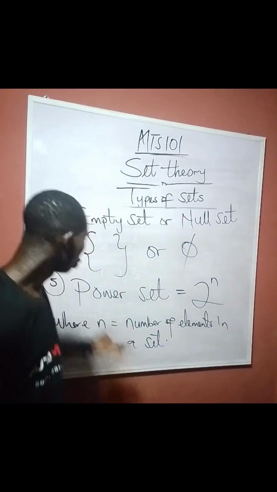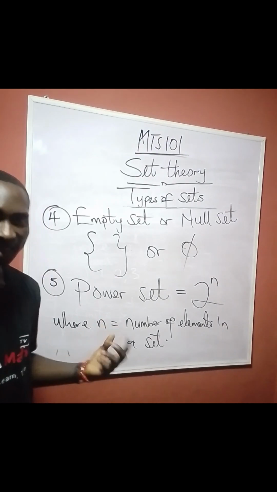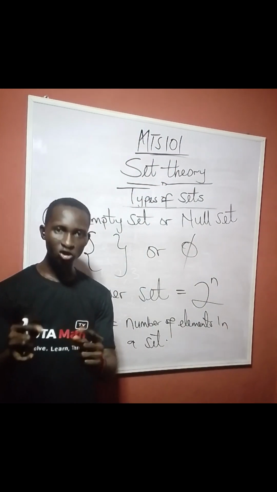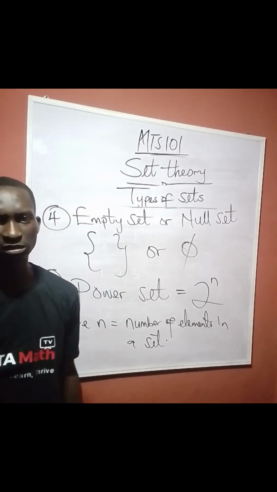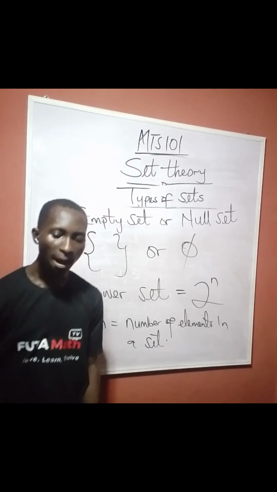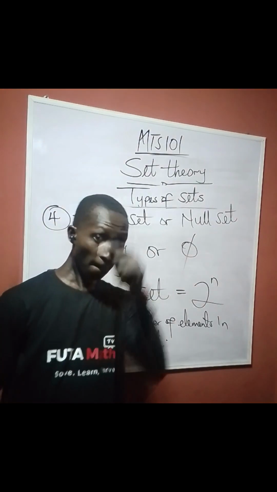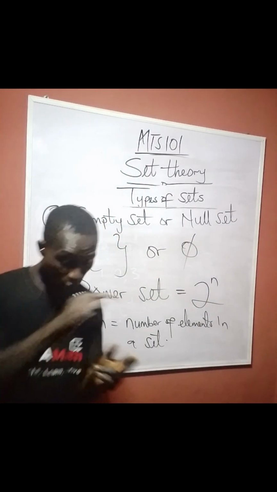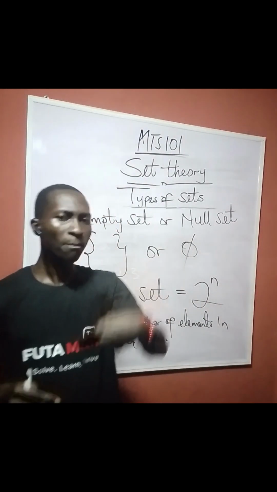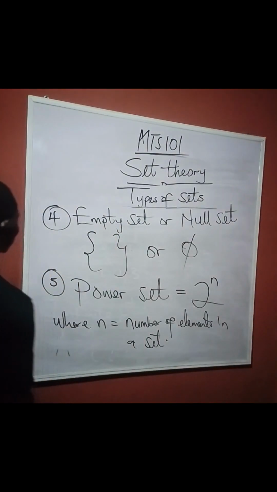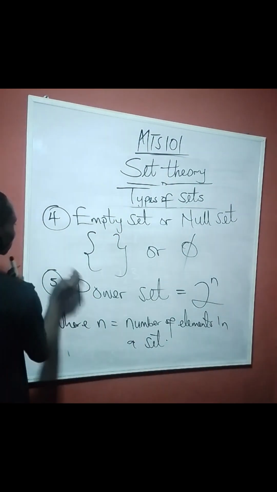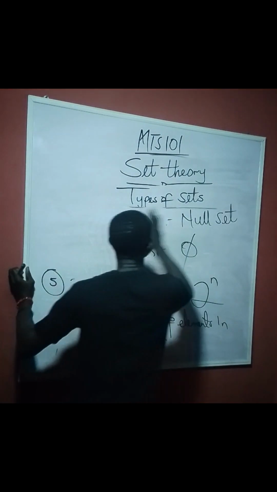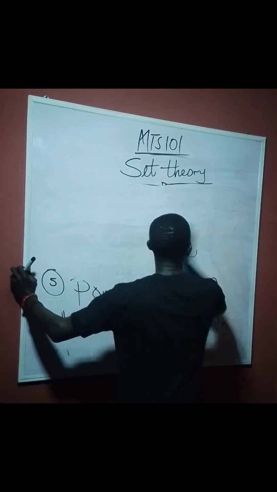Now let's take an example and draw a power set. I said a power set is what? A set that contains all possible subsets of a set, either proper or improper. I'm still going there. What do you mean by a proper subset and an improper subset? I will explain that. Now, let's give an example of what a power set is all about.